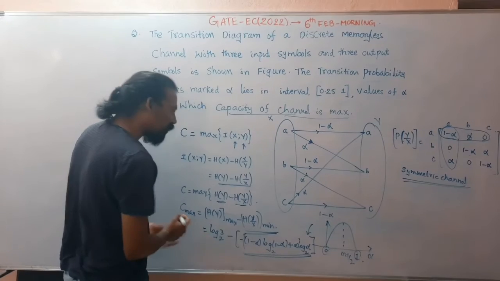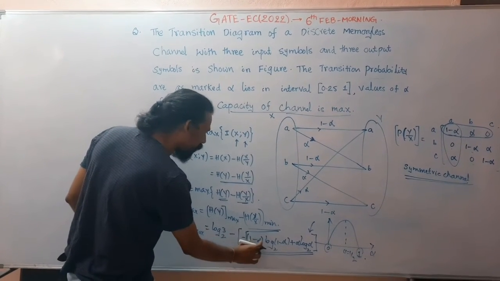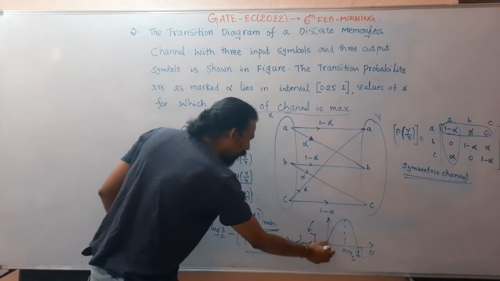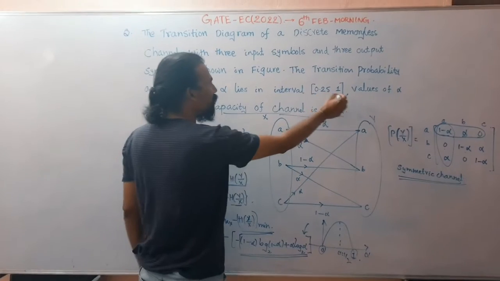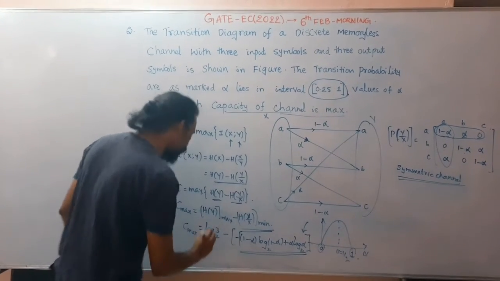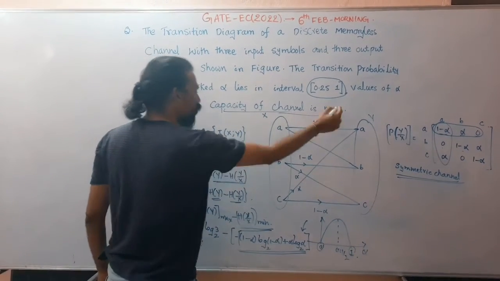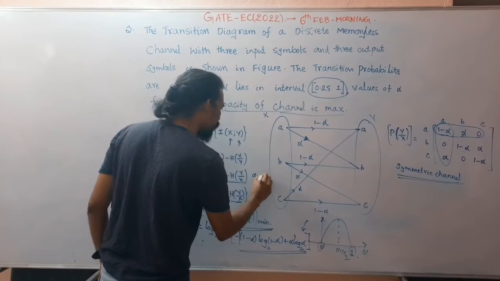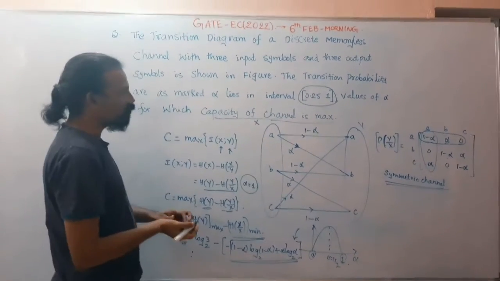Therefore, the channel capacity will be maximum when H of Y given X is minimum, and that happens at alpha equal to 0 and alpha equal to 1. Here the professor has given the range of alpha from 0 to 1. Therefore, for alpha equal to 1 the channel capacity is maximum. Alpha equal to 1 should be the answer.